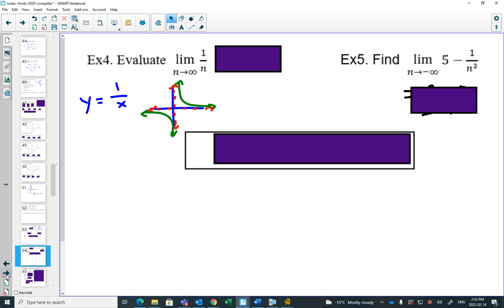And if you think about values, right? If I put in 100, 100th, pretty small. If I put in 1,000,000, 1,000,000th, very, very small. The bigger the number I put in, the closer and closer this gets to 0. And so what we're going to look towards is this concept.